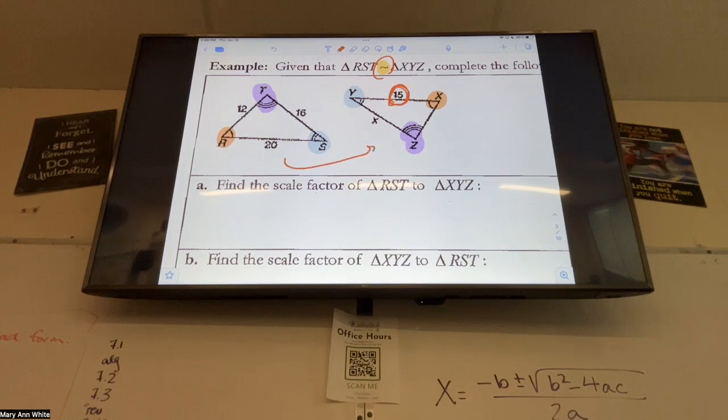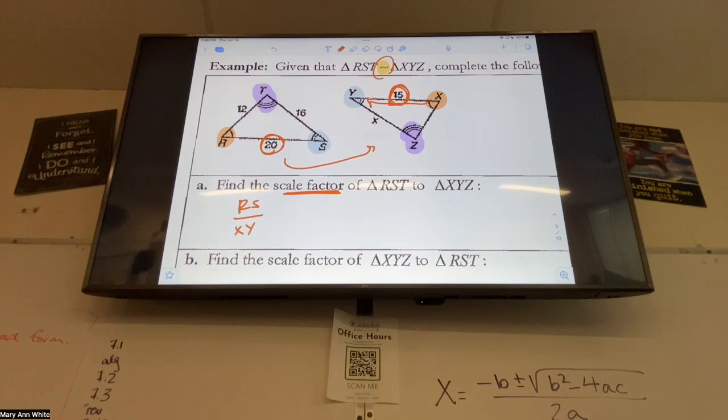15. Which side does that correspond with in the RST triangle? XY goes with RS, yes. Good, so I went from orange to blue. If the colors are helpful, orange to blue is my RS. We're gonna use that to help us find the scale factor between these two, okay? It wants us to go from RST to XYZ, so we're gonna start with RS and we're gonna say that's over XY.